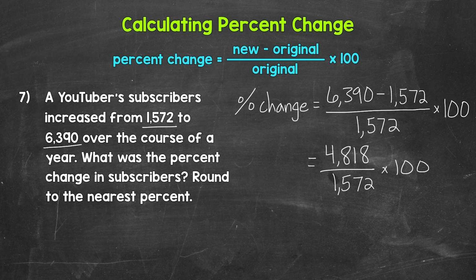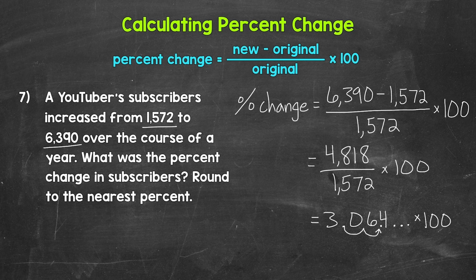So let's divide now. We have 4,818 divided by 1,572. That gives us 3.064, and that decimal continues on. So let's stop there and we will end up rounding. Now we need to multiply that decimal by 100 in order to convert it to a percent. So let's multiply by 100 now by moving the decimal once, twice to the right. That gives us 306.4. And again, that decimal continues on.